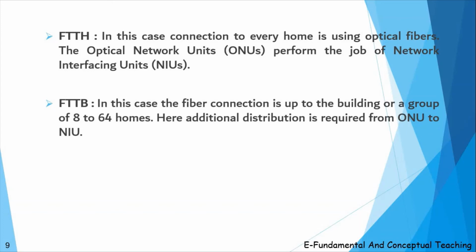Fiber to the building, FTTB. In this case, the fiber connection is up to the building or a group of 8 to 64 homes. Here an additional distribution network is required from ONU to NIU.